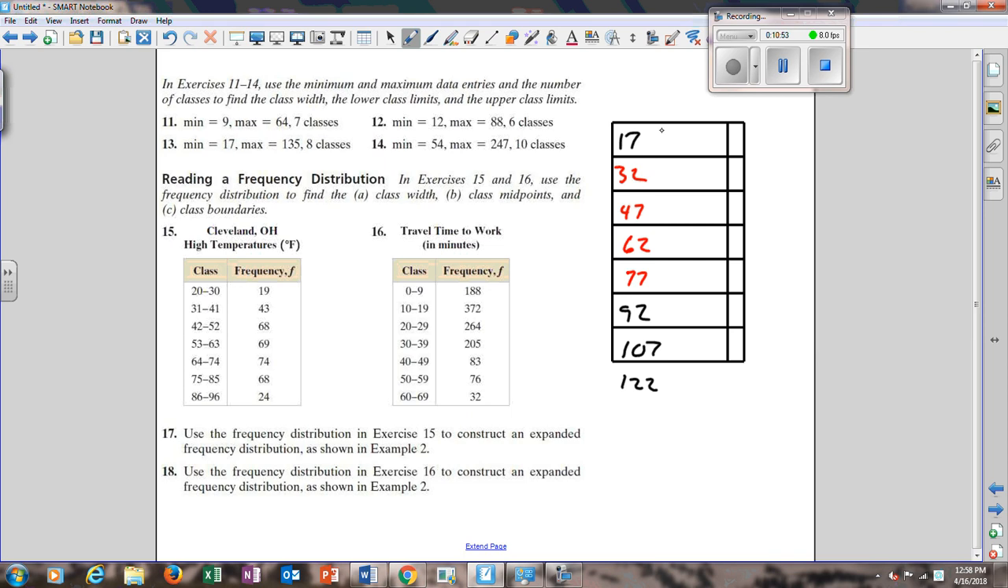Yep. And then 31, 46, 61, 76, 91, 106, 121. And then you add 14 to this, and you get 136. That's it for number 13.